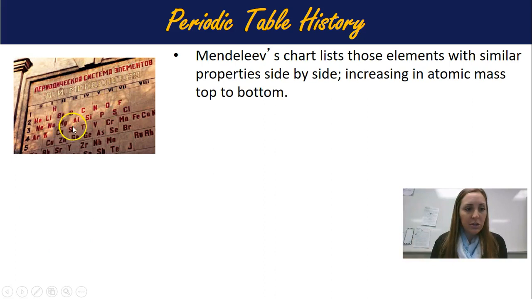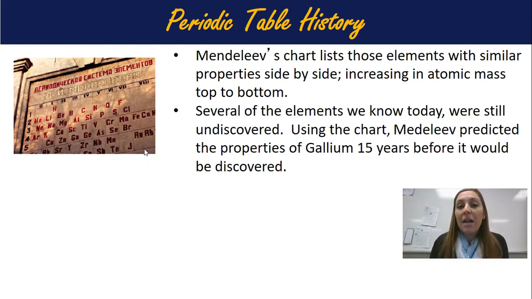So here's a little picture so you can see how it's kind of similar to what we have. Several of the elements we know today hadn't been discovered yet. But using Mendeleev's chart and organizing them not just by mass, but also by properties, he was able to leave open spots. He said, well, if this element has this property and this element has this property, they can't be in the same column, so there must be something missing here.